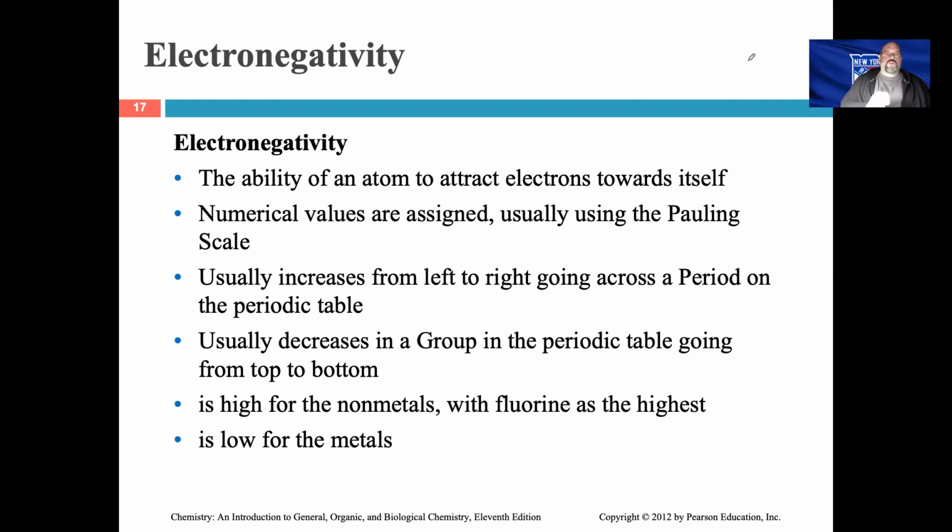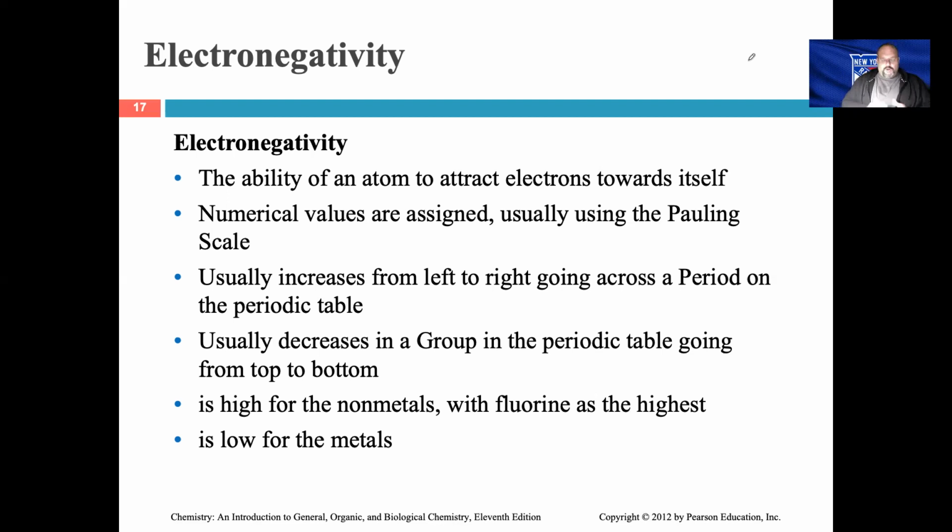Now, usually electronegativity increases going from left to right across a period on the periodic table. There could be exceptions to this, and I believe there are, but the general trend across a period going from left to right is that electronegativity usually increases. On the other hand, electronegativity usually decreases in a group in the periodic table, going from top to bottom. So essentially, the two periodic trends for electronegativity are that across a period from left to right, electronegativity usually increases, and in a group, as you go from top to bottom, electronegativity usually decreases.